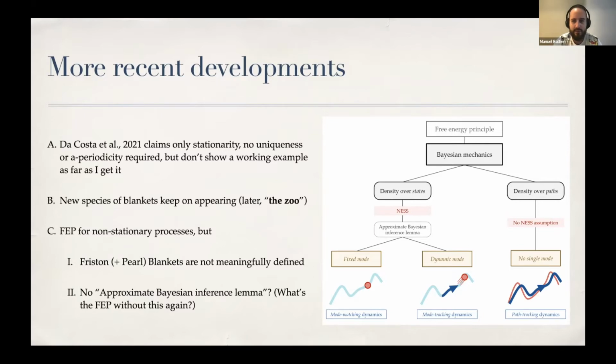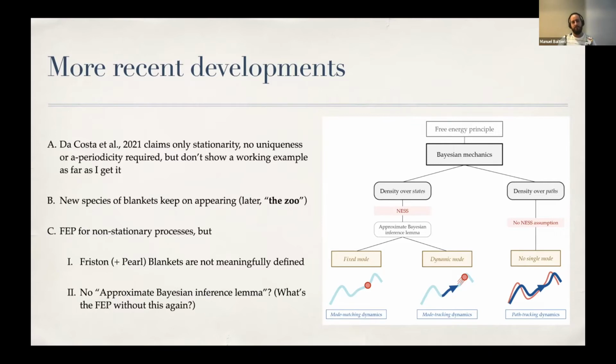And I'm aware that there's also an attempt to develop a free energy principle for non-stationary processes that would be pretty cool. And this is where the graphic on the right actually comes from, a paper claiming to work in that direction. But as far as I can tell, and don't quote me on this, I know it's a pretty long paper and I haven't had the time to go into full detail.